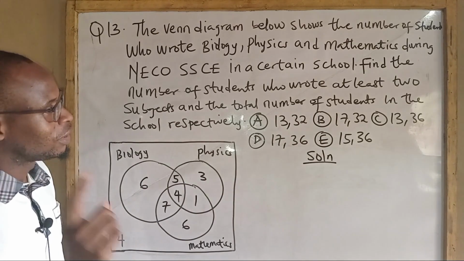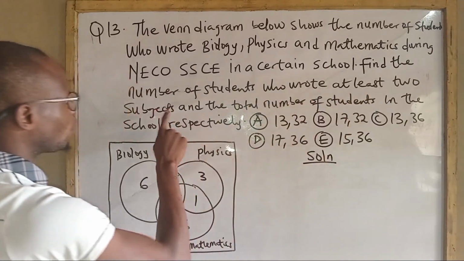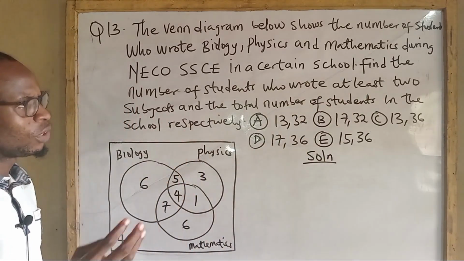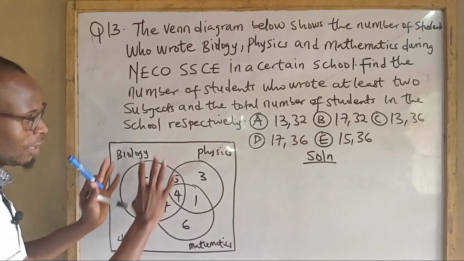The first one is to get the number of students who wrote at least 2 subjects. What do you understand by the word at least? At least means from 2 and above. So let's analyze the diagram here clearly.